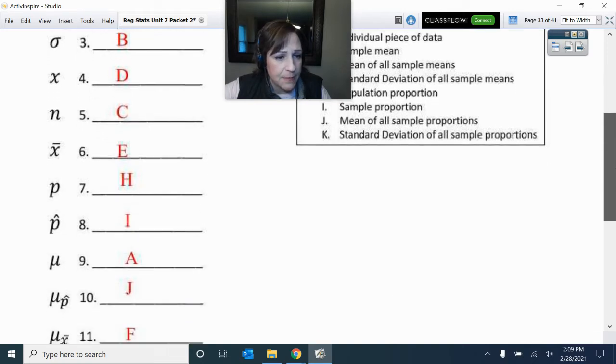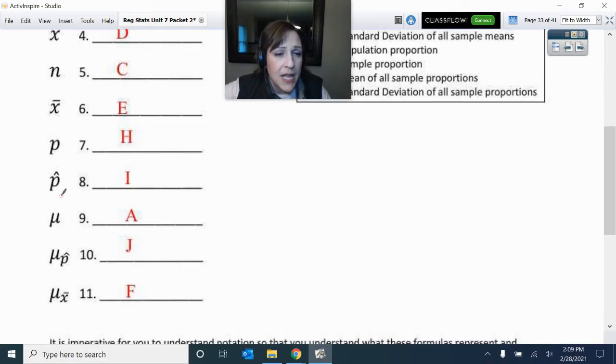Also, I'm going to skip down here to 9, 10, and 11. This groups the means together. So this mean without a subscript is the mean of the population. And then here we have the two different means of sampling distributions. This one is the mean of the sample proportions, and here we have the mean of those sample means.